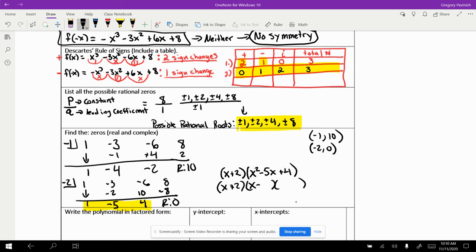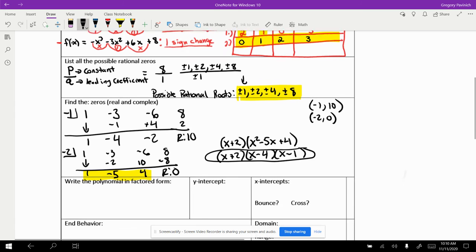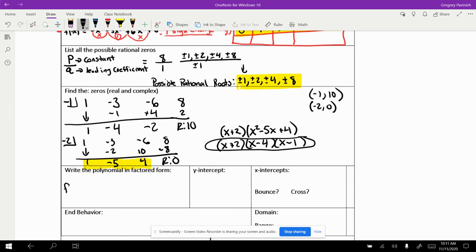So x minus 5 times x. Well, let's do not minus 5. Let's do x minus 4 times x minus 1. And these are all of my factors, or zeros, of my polynomial. So now I'm ready to write this in official factored form, which is x plus 2 times x minus 4 times x minus 1.